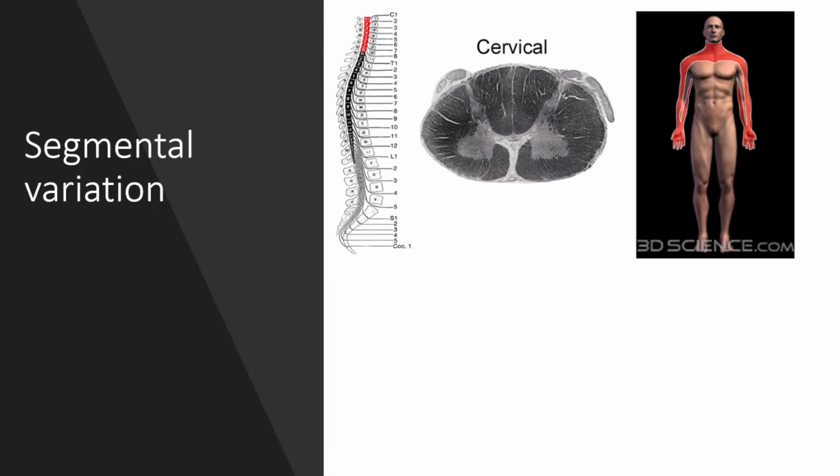Okay, let's talk a little bit about segmental variation. If we look at the cervical spine, this is usually larger. Cervical and lumbar are usually larger because they innervate the limbs. They have higher sensory inputs, which we can see with the dorsal horns. And they usually affect the smaller muscles, especially in the cervical aspect. And this is the fine dexterous ability, like wiggling your toes, wiggling your fingers.